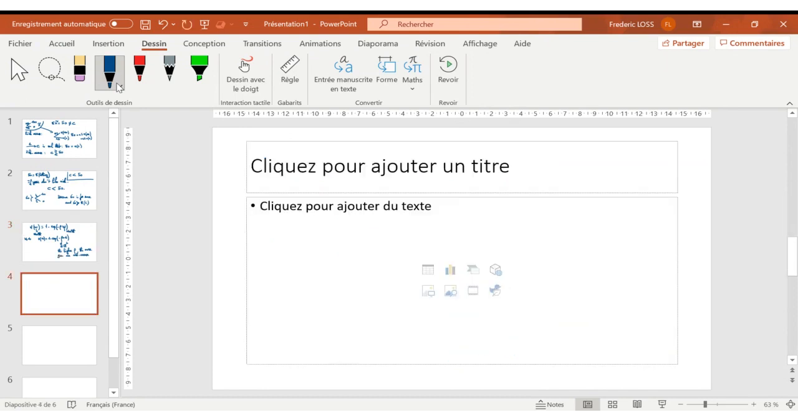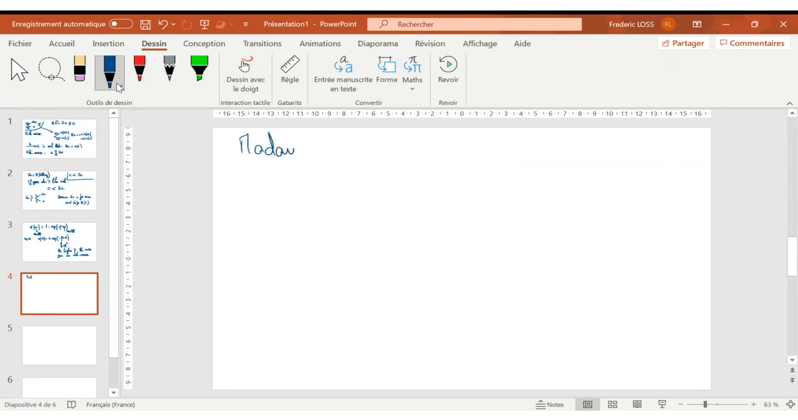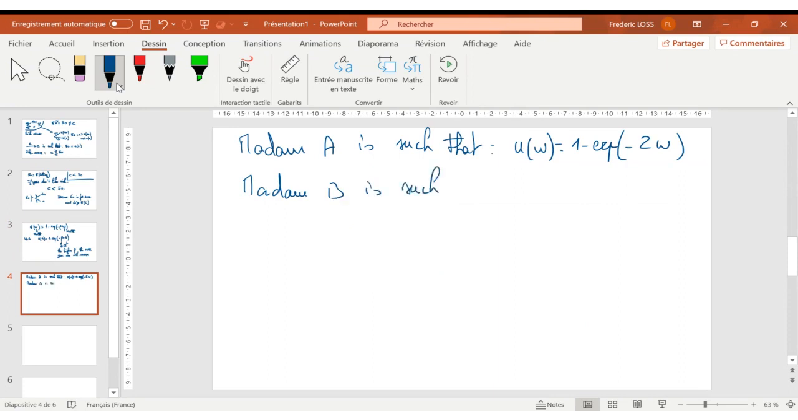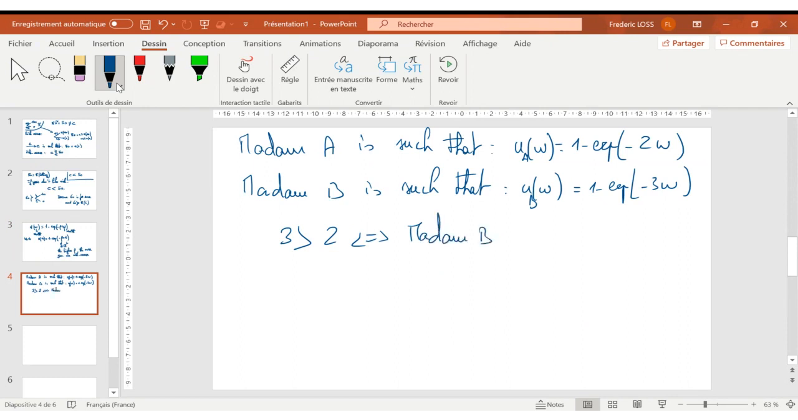So in other words, Madam A is such that... and in that case, this is equivalent to say that Madam B is more risk averse than Madam A. Okay?